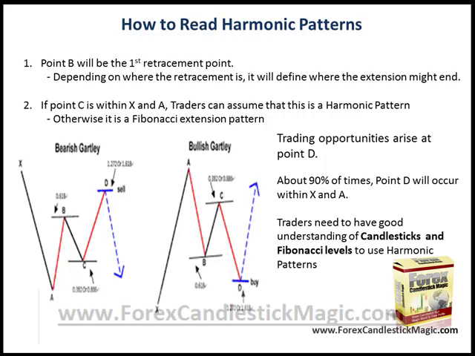So let's look at how to read the harmonic patterns. Let's look at the bearish Gartley pattern. Let's imagine the currency pair has gone from this point to this point. When it retraces, this is the point, for example, where the retracement has happened. This is the point B. In the Gartley pattern, this will happen at the 61.8 Fibonacci retracement level of the X and A line. In a Bat pattern, it will happen at the 38.2 or 50.8 level.